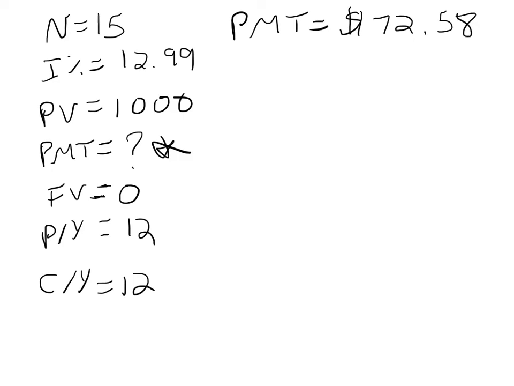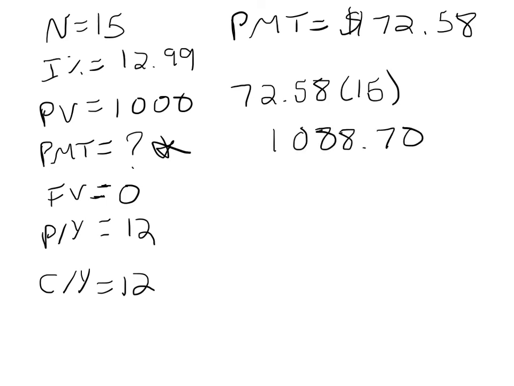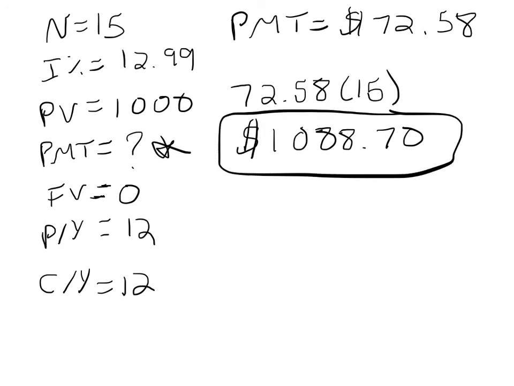$72.58. Great, so now I've got to figure out, if I'm paying $72.58 for 15 months, what's the total amount of money spent? $72.58 times 15 months is $1,088.70. That's the total amount that I paid, and if I subtract off the present value, the $1,000 loan that I started with, that means I'm paying $88.70 in interest.